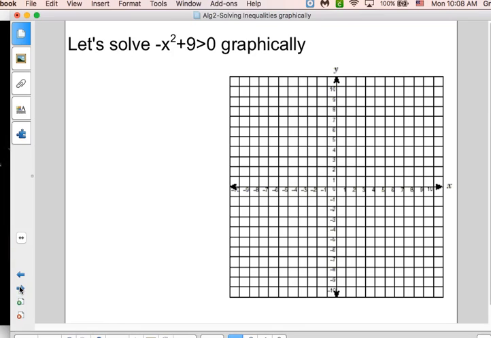So here's our next equation we're going to look at. -x squared plus 9 greater than 0. If you have a calculator, you should grab it. If you don't have a calculator, you should come and ask me for one and then tell me if you need one or whatever.